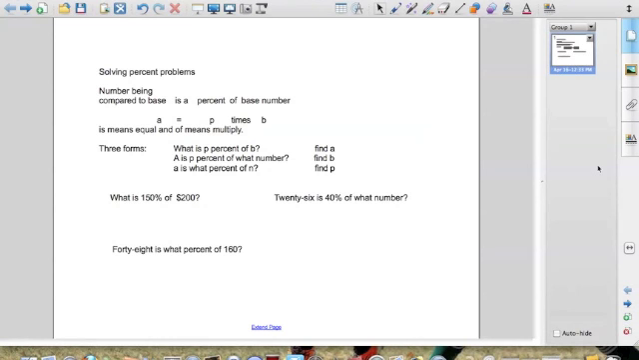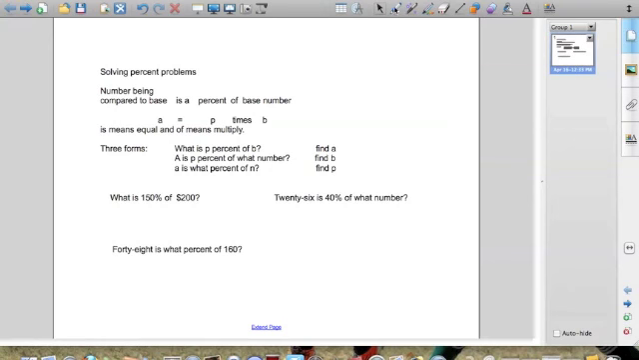So A is equal to P times B, and if you're given two of them, you can find the third one. Remember, is means equal, and of means multiply, or finding the product. So that's really the key: is and of are your key terms.